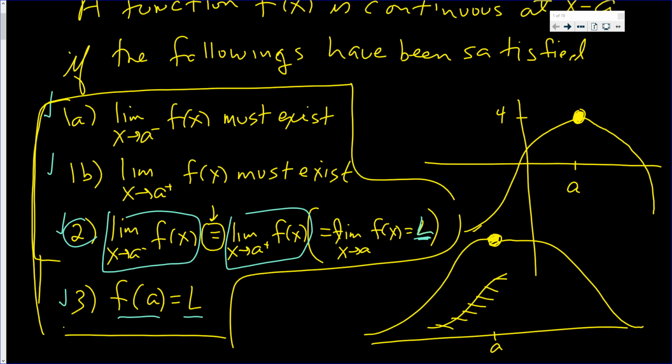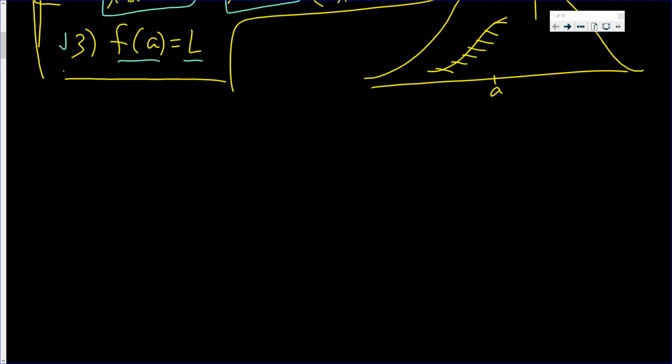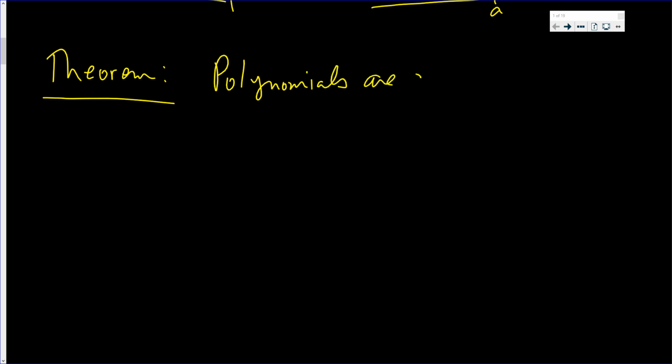Okay. So let me state a theorem that I think is really good for a Calc 1 student to know, or any calculus student. We'll call it a theorem. Polynomials are continuous everywhere.